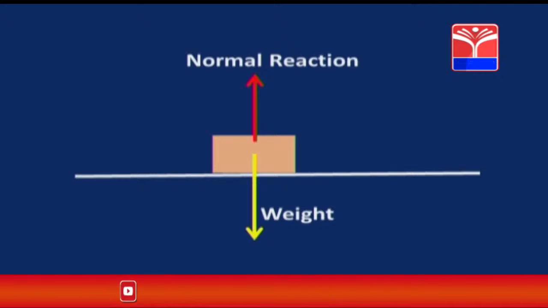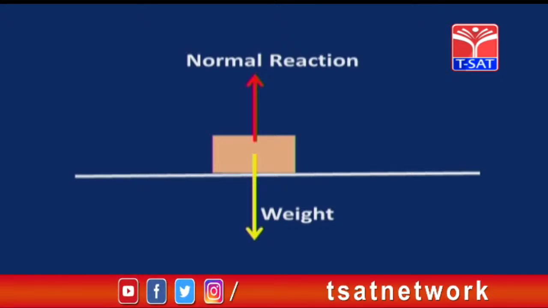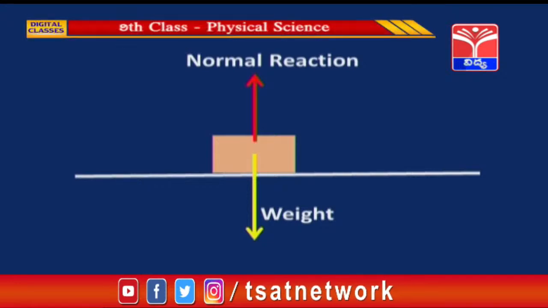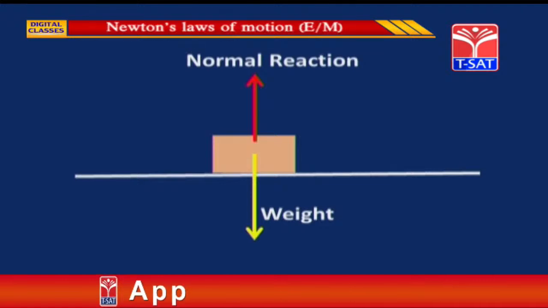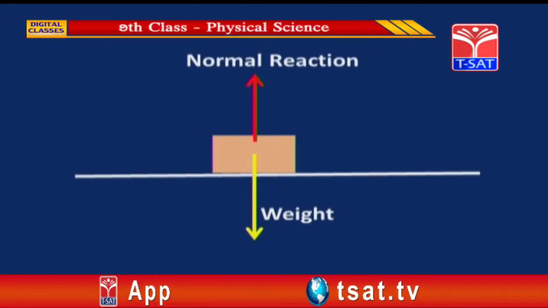Whenever an object is on a ground or any place stable, its weight is acting downwards and the surface exerts equal and opposite reaction upwards. We call this as normal reaction, which will be equal to the weight of the object.